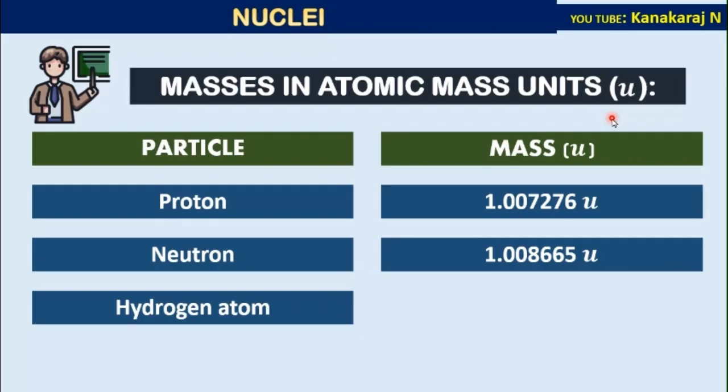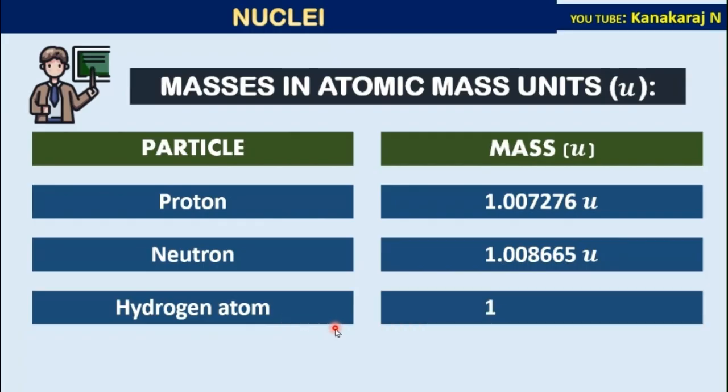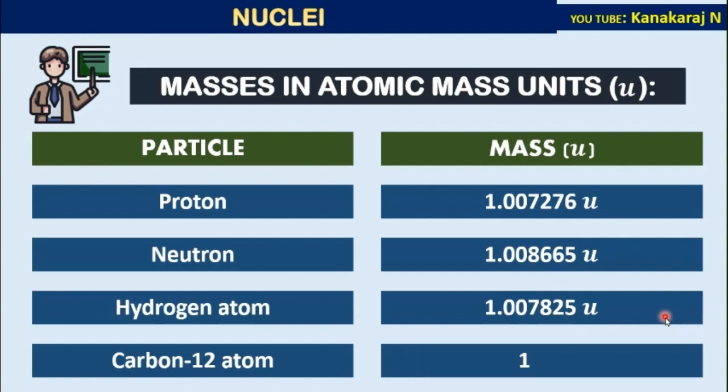Then the hydrogen atom. For the hydrogen atom, we have to add the mass of the electron to the proton. So the hydrogen atom contains one proton and one electron. So the mass of the hydrogen atom is 1.007825 u. The carbon-12 atom is simply 12 u.